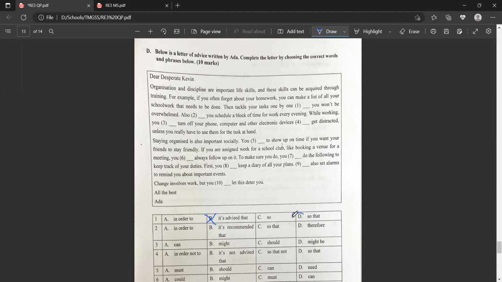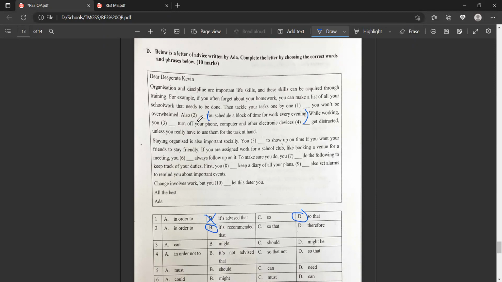and so that, okay? Because what after the blank is a sentence. You won't be overwhelmed. No, is a clause. Okay, so that a clause. Okay, also do you schedule a block of time? So here you see another sentence, and you see here will be a clause again. So to link the word also together with this clause, we need another clause. And what can the clause be? This is the only one.